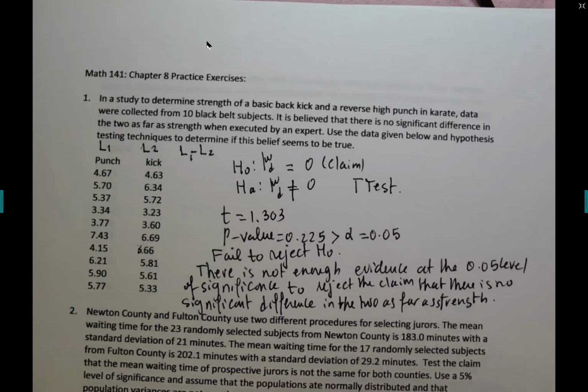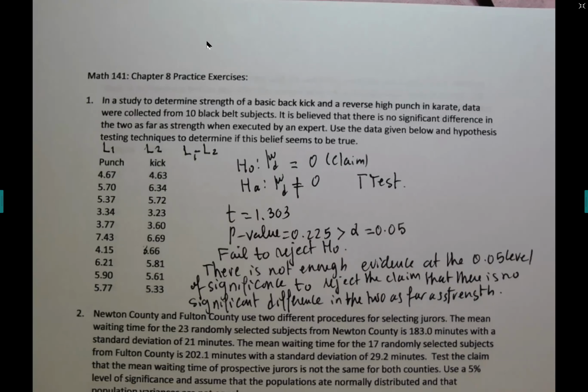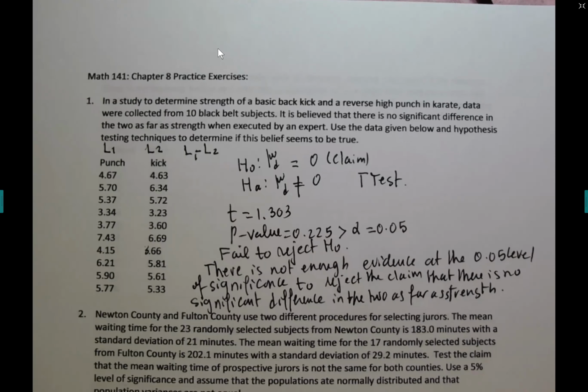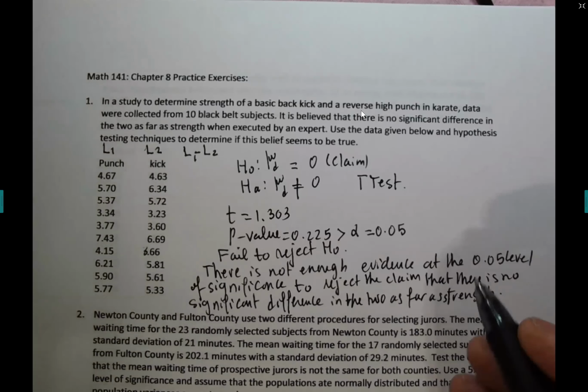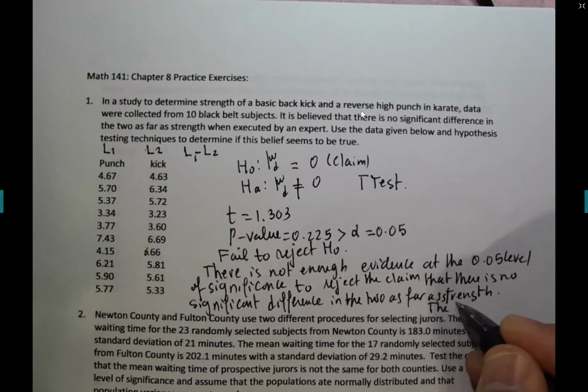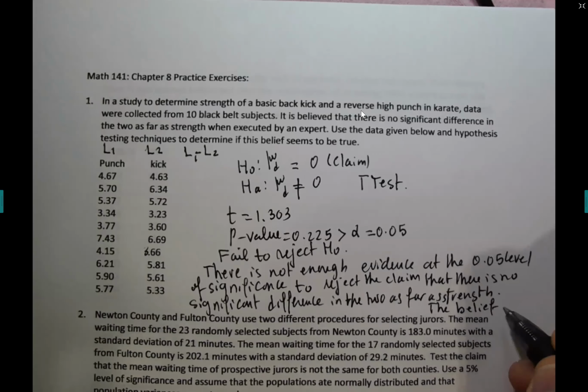So does this mean, guys, that the belief seems to be true? Yes or no? The belief is that there is no difference. So what do you think? A yes or a no for the last question? We did not reject H0. So that means H0 is probably true. And then, yes, the belief probably seems to be true. We cannot confirm that, but we cannot reject it.